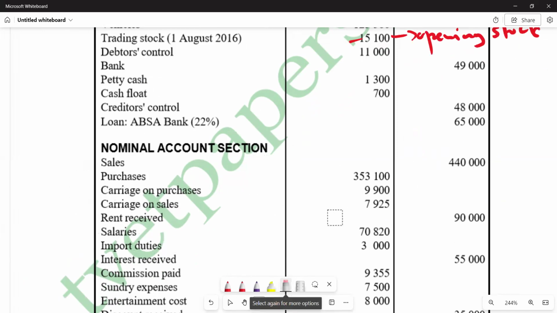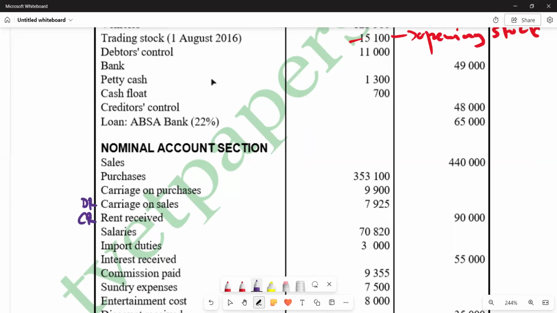So if you come here, you'll see that all sales and purchases are adjusted in the trading account. But carriage on sales is an expense that is to go to the debit side of the profit and loss account. And also we've got rent received, which is an income, which is supposed to come to the credit side of the profit and loss account. So remember, incomes go to the credit side of the profit and loss account, then expenses to the debit side. So carriage on sales is going to the debit, and then rent received to the credit.